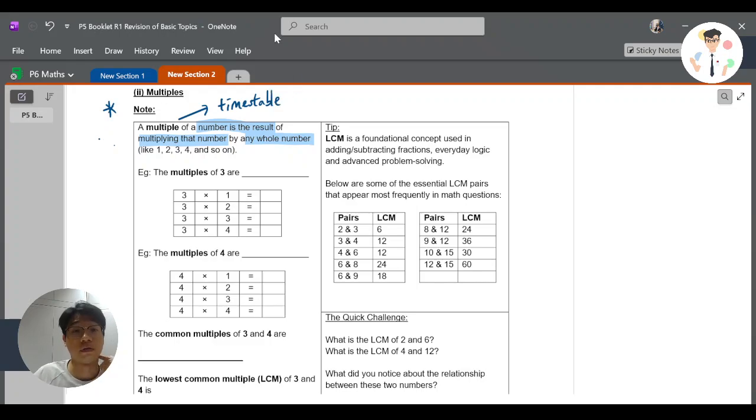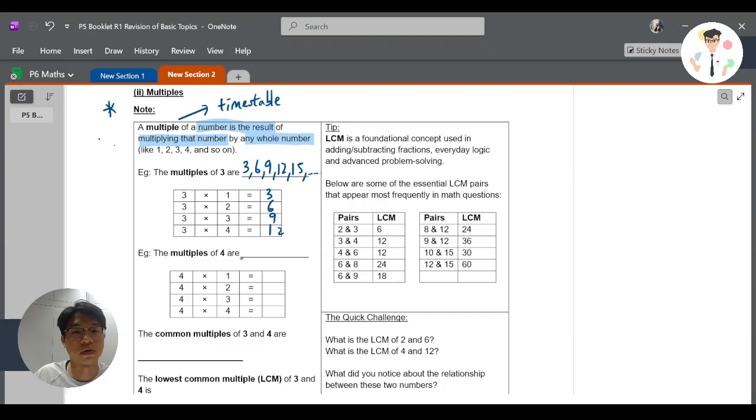Teacher, what do you mean? For example, the multiples of 3 are 3 times 1, what? 3. 3 times 2, 6. 3 times 3, 9. 3 times 4, 12. So basically multiples of 3 are 3, 6, 9, 12, 15, and so on. Again, the multiples of 3 just continue until infinity, which means that there are a lot of numbers.